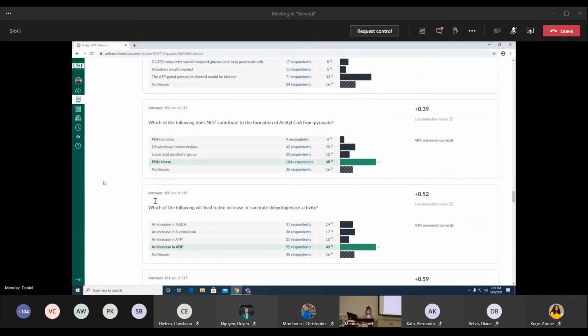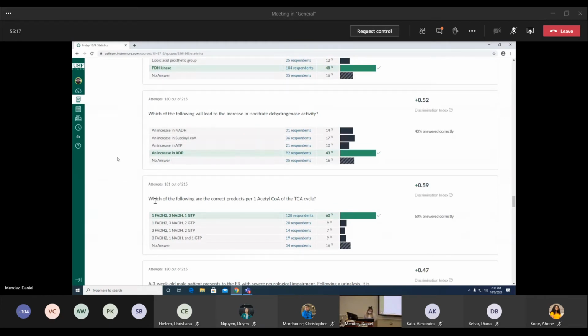The next question, which of the following does not contribute to the formation of acetyl-CoA from pyruvate? So your PDH complex is obviously going to be the enzyme group that creates acetyl-CoA from pyruvate. And that's made up of your dihydrolipoyl transacetylase. And that specific enzyme has the lipoic acid prosthetic group on it. So all of these are responsible for making acetyl-CoA. PDH kinase, on the other hand, is going to inhibit the PDH complex. So that obviously would not contribute to it.